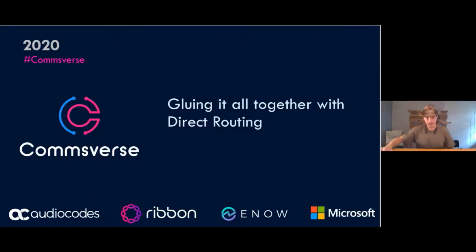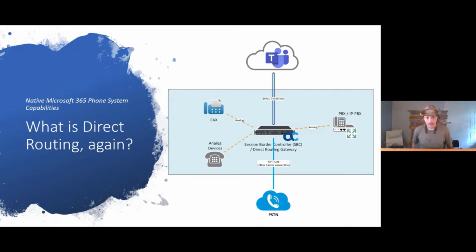Gluing it all together with direct routing. So what is direct routing again? Direct routing at the simplest level is a logical TLS connection between the Microsoft Teams cloud telephony environment and your quote unquote on-prem session border controller.